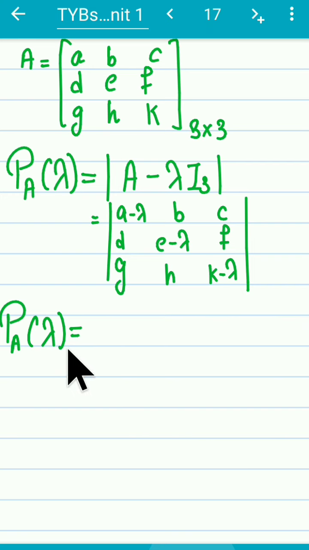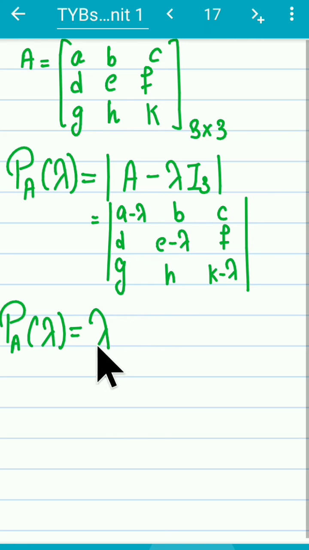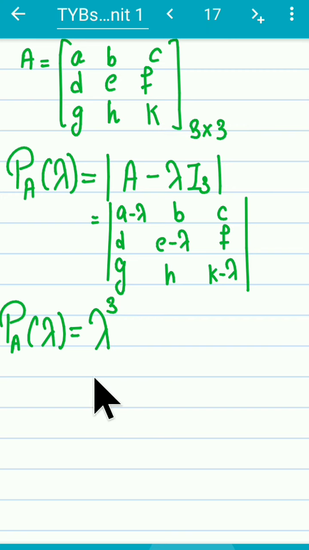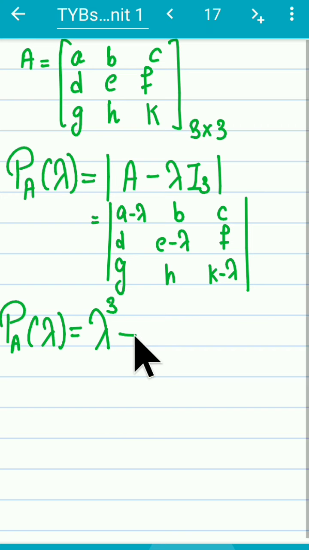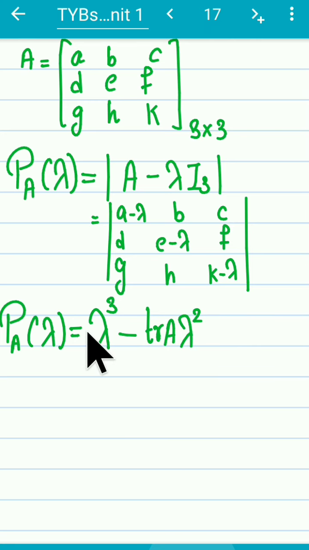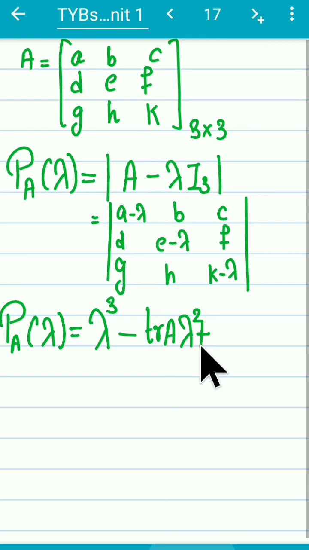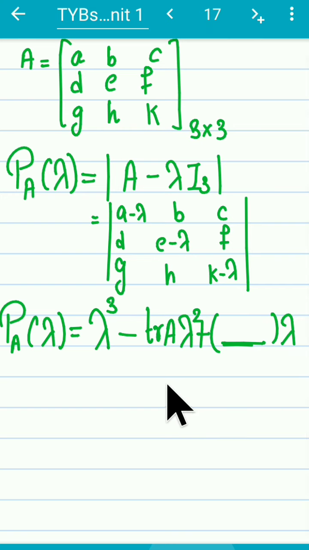So the final answer will be what? Since it is a 3 cross 3 matrix, the leading power will be 3. The degree of the polynomial will be 3, so lambda cube will be the first term. Then there will be a minus sign, then trace of A times lambda square. There is an alternating sign, plus, minus. Then there will be plus some coefficient of lambda, and at the end, minus determinant of A.